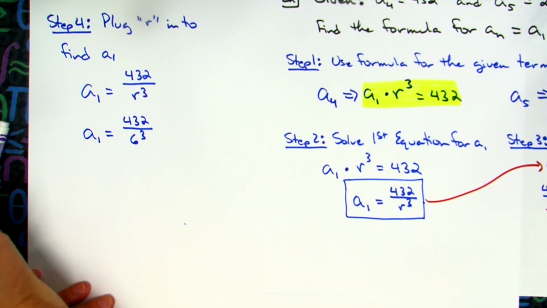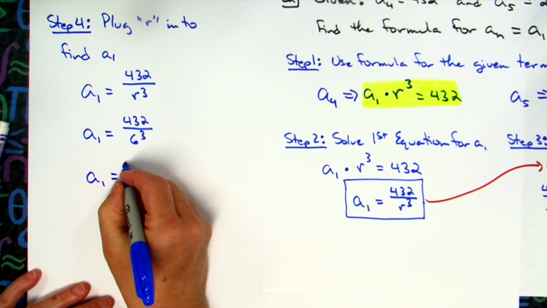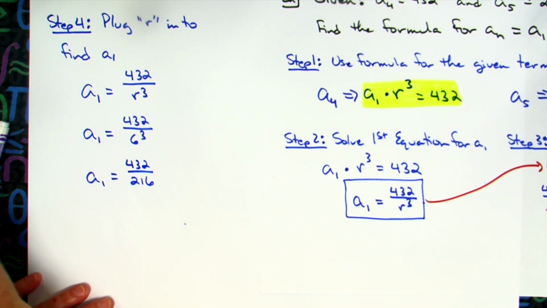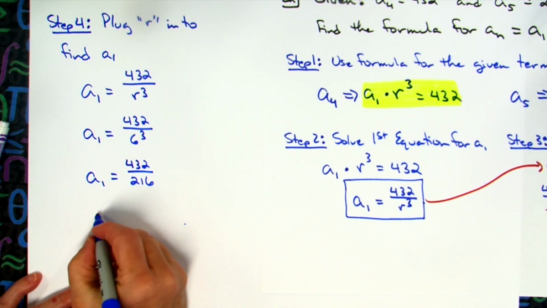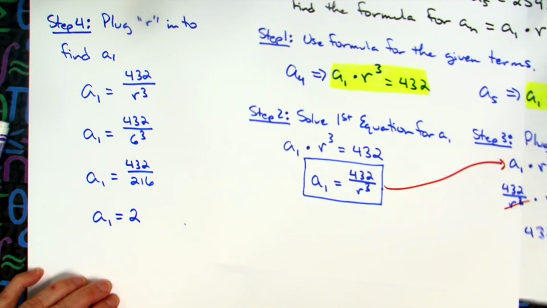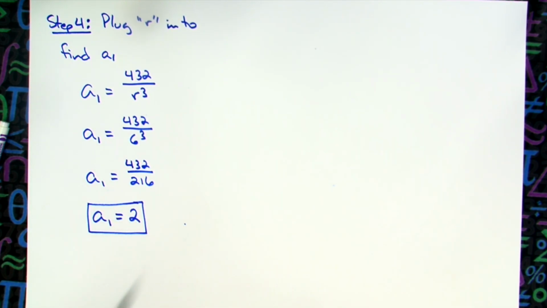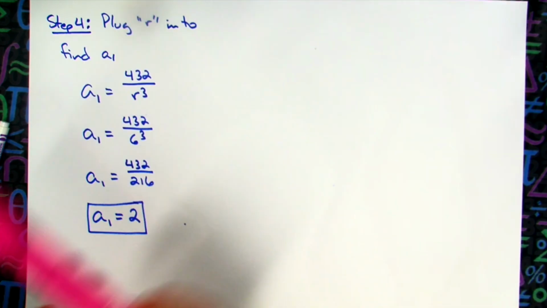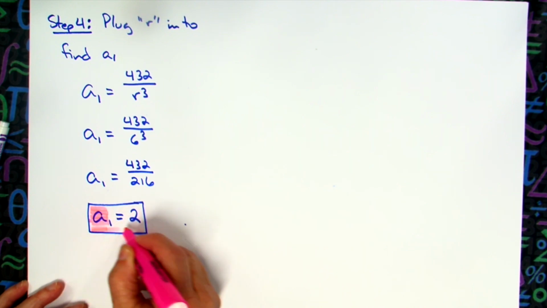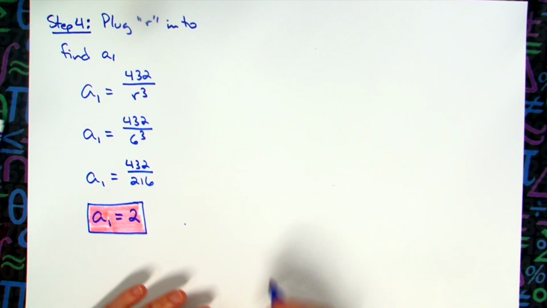6 raised to the third power is going to be 216. So my a sub 1 is going to be whatever I get when I take 432 divided by 216. Again, I'm going to grab my calculator. So a sub 1 has to equal 2. Now I know a sub 1. I'm going to highlight that in pink as well, because now I know a sub 1 and I know r. So now, the last step is just to write that formula out, because I found all the values I need.